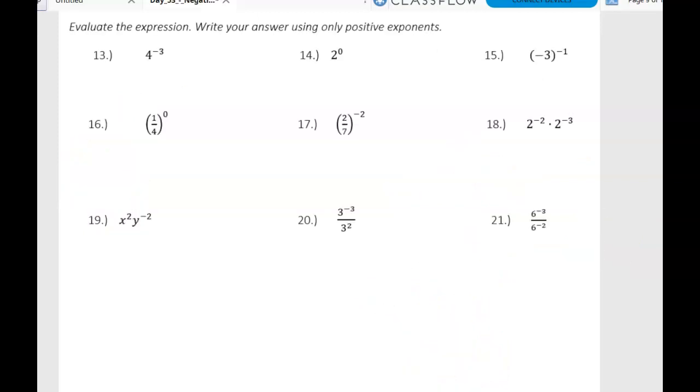so let's go back and try a few. You might want to pause the video right here and try a few and then see how you do, or look at the key that's posted on Schoology. But I would take this as 1 over 4 to the 3rd, which is 1 over 64.